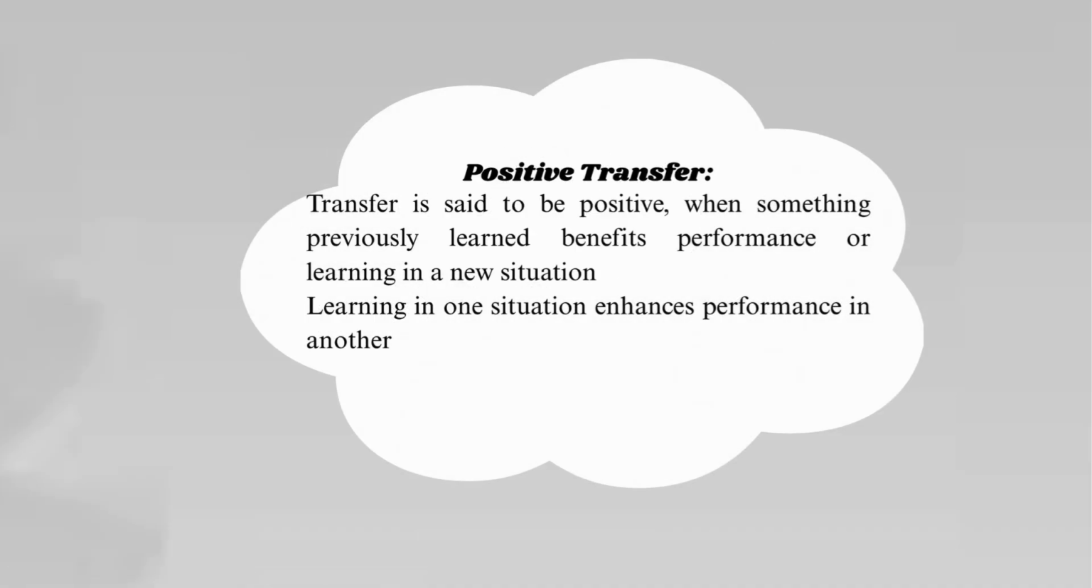Positive transfer. Transfer is said to be positive when something previously learned benefits performance or learning in a new situation. Learning in one situation enhances performance in another. It means this positive transfer is when what you learned before helps you in a new situation. Like if you learn how to play tennis, it might be easier for you to learn badminton because the movements are kind of similar.